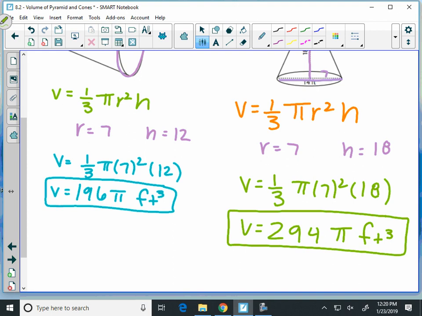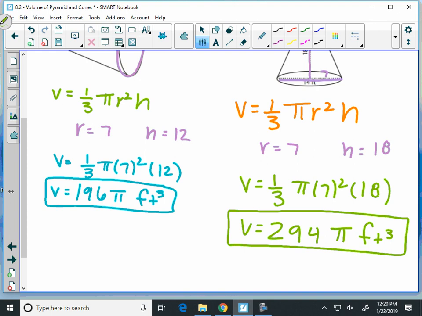Cones, will we ever be given the slant height? We'll see an example here in a second. Yep, so that's an example. Questions over that? That's a good question. We'll see that here in a second.